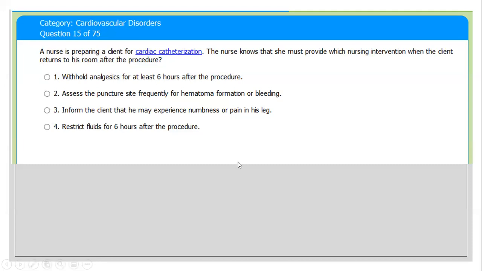So the correct answer: the nurse knows that she must provide which intervention when returning to the room after the procedure? Assessment of the puncture site frequently for hematoma formation or bleeding.